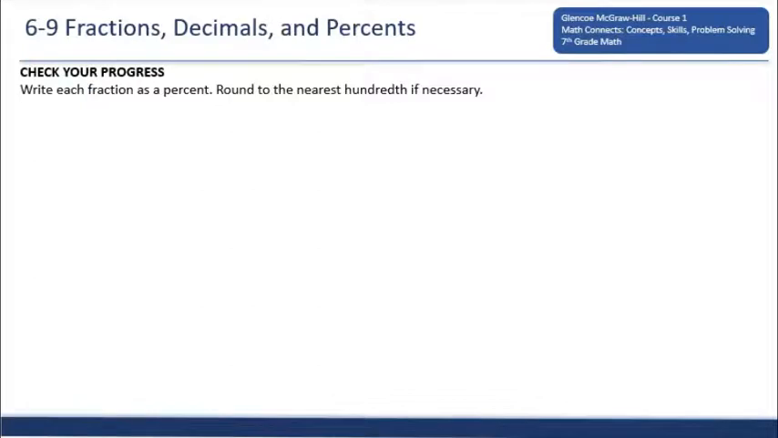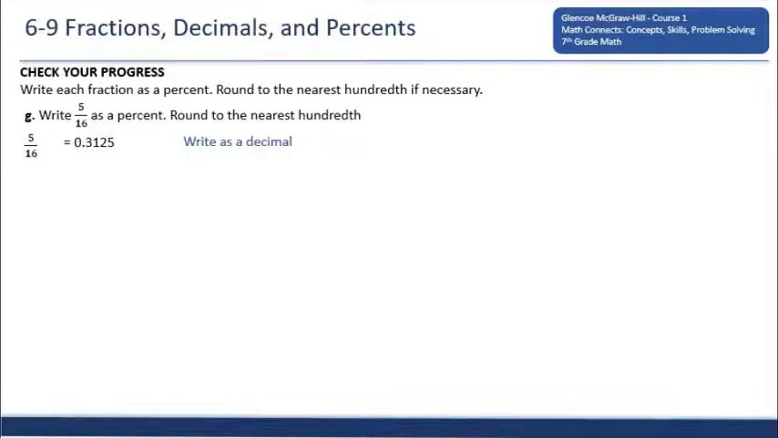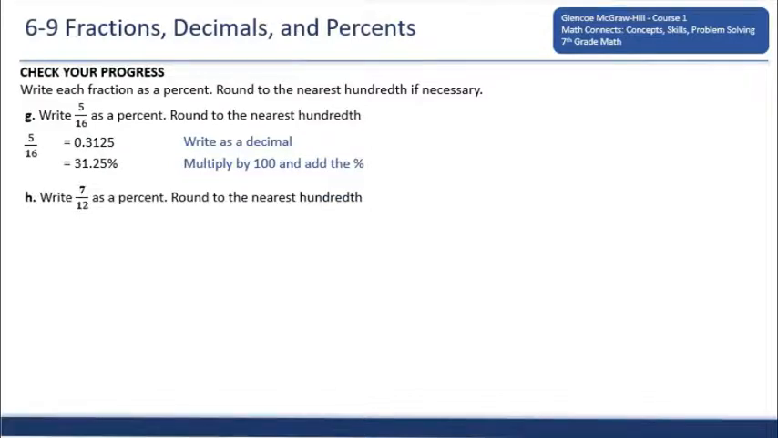Check your progress. Write each fraction as a percent, round to the nearest hundredth if necessary. G, write 5/16 as a percent, round to the nearest hundredth. So 5/16, all we're doing is dividing 5 by 16 to write a decimal, and it's 0.3125. And to make it a percent, we multiply by 100, or you just move the decimal to the right 2 places. And remember, we are rounding to the nearest hundredth. It doesn't play into this one, but it will next, I believe.